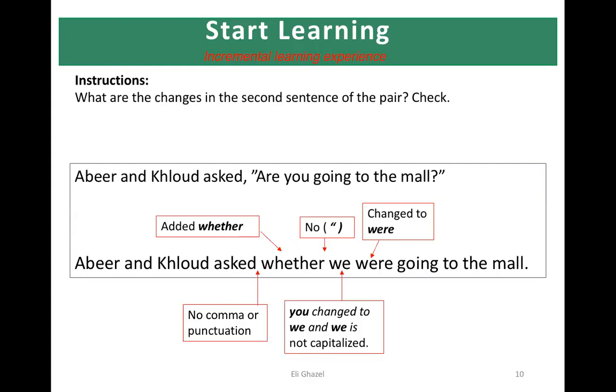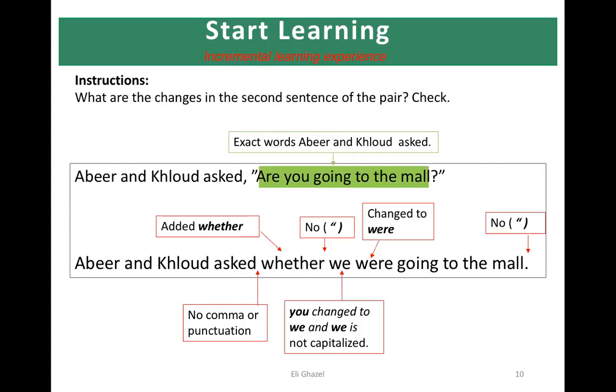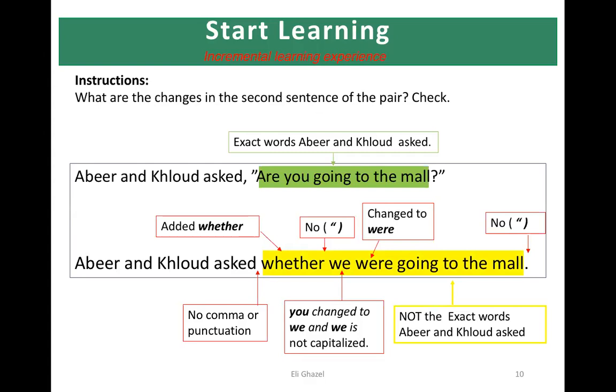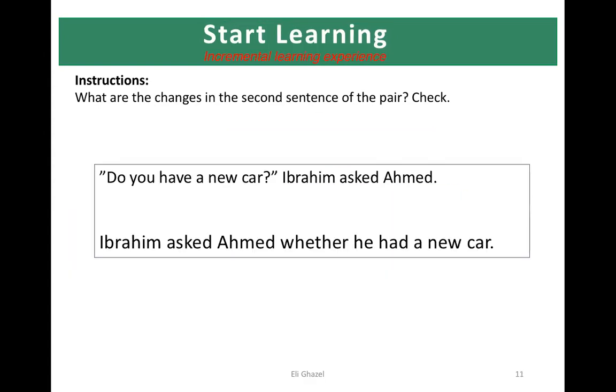The R has been changed to were, and there is no quotation mark at the end. And of course, the exact words that Abir and Khulud asked are, "Are you going to the mall?" and not the exact words are, whether we were going to the mall. And set number 4 now.